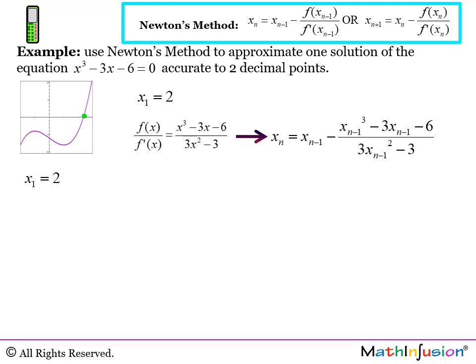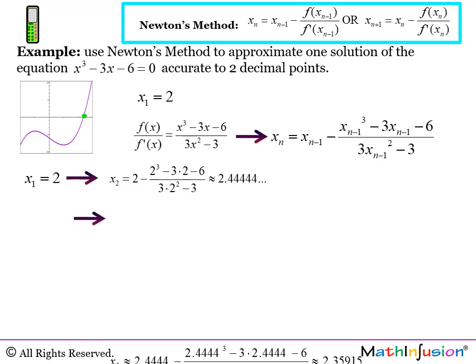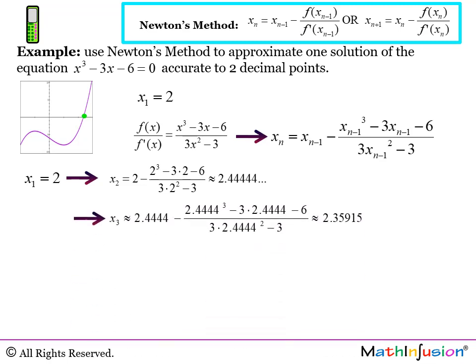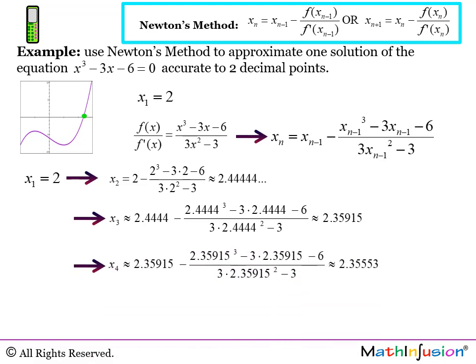Let's find the next one, which means x2 when x1 equals 2. We plug 2 into the expression of x sub n, and using a calculator we get that this is about 2.444. And now we will plug this again into the equation to find the next value of x, and we get more or less 2.35915. We'll do it again, and we get roughly 2.35553.